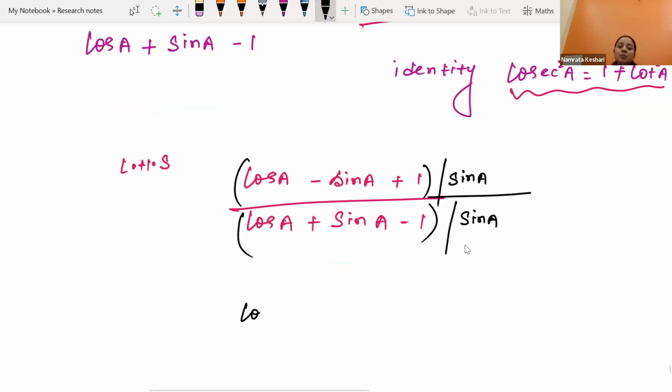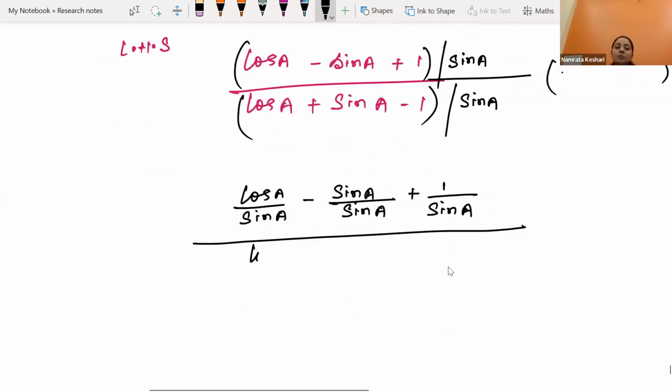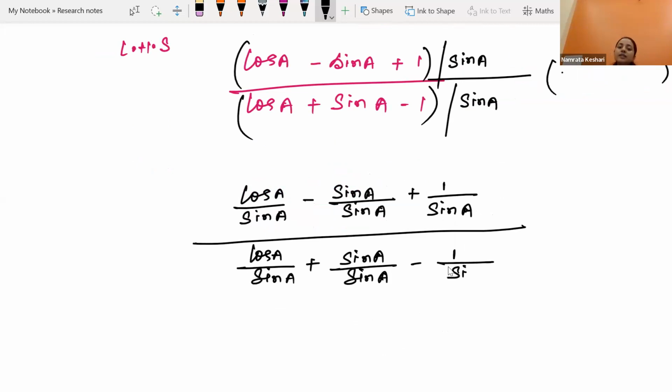Cos A by sin A will be what? Minus sin A by sin A plus 1 by sin A. Any confusion so far? You have to write it in a bracket, dividing numerator and denominator by sin A. Here in the denominator also it will be cos A by sin A plus sin A by sin A minus 1 by sin A. Any confusion so far?